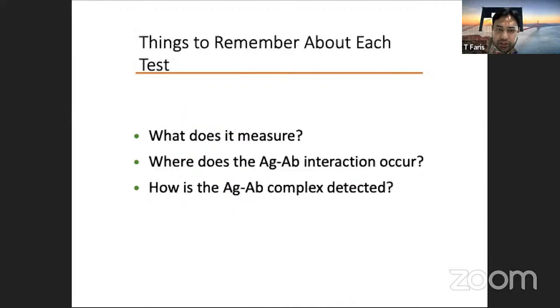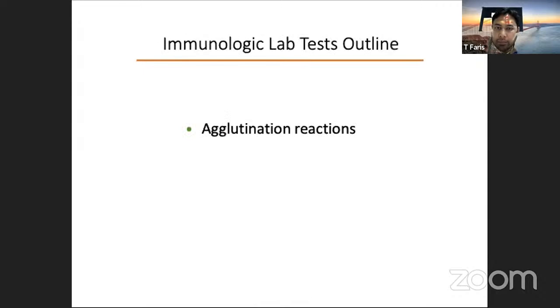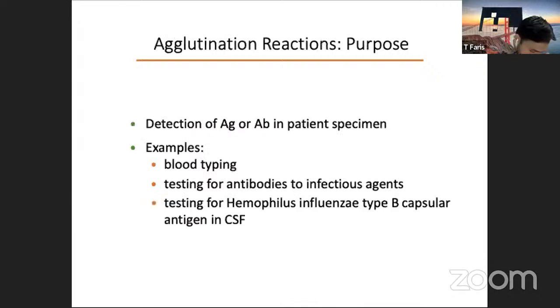For the immunological test, yes, you can know about this. We want to apply this especially for diagnostic purposes, for you to know if a person has any autoimmune diseases, or if they have any immunological reaction to certain drugs or certain treatment. So we use this agglutination reaction. This is the simplest reaction, where we detect antigen or antibody in the patient specimen.